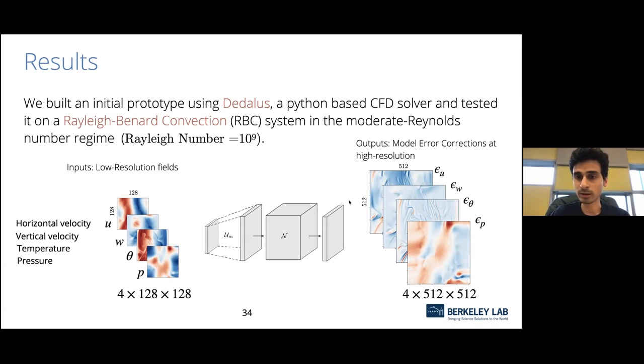These are input to the model, and the model outputs the model error corrections at high resolution, which it has learned by looking at some training data on different trajectories. And these model error corrections are applied to the output of the low resolution solver in order to get an estimate of the high resolution solver, or what you would have obtained had you used a high resolution solver instead.